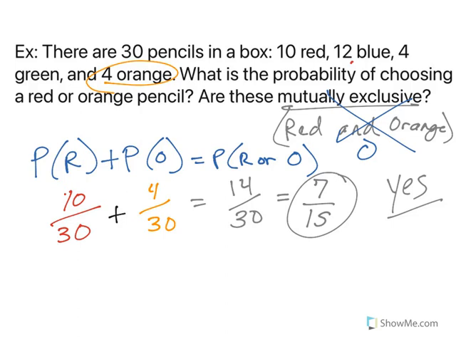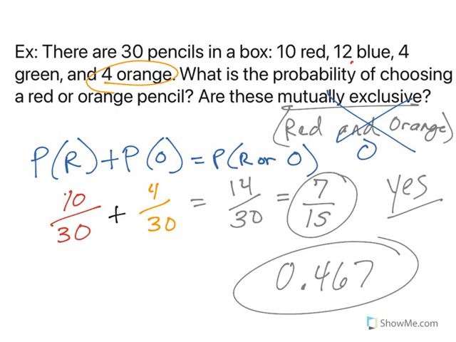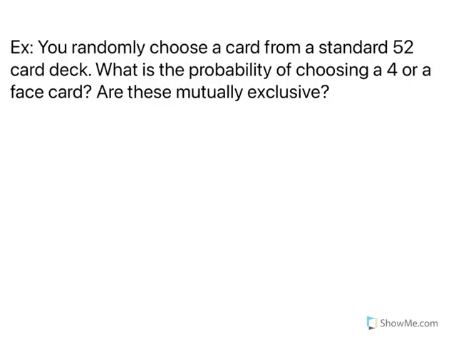Now, sometimes we will answer probability as a decimal. So 7/15 would be 0.467 to the nearest thousandths, in case you want to talk about decimals.